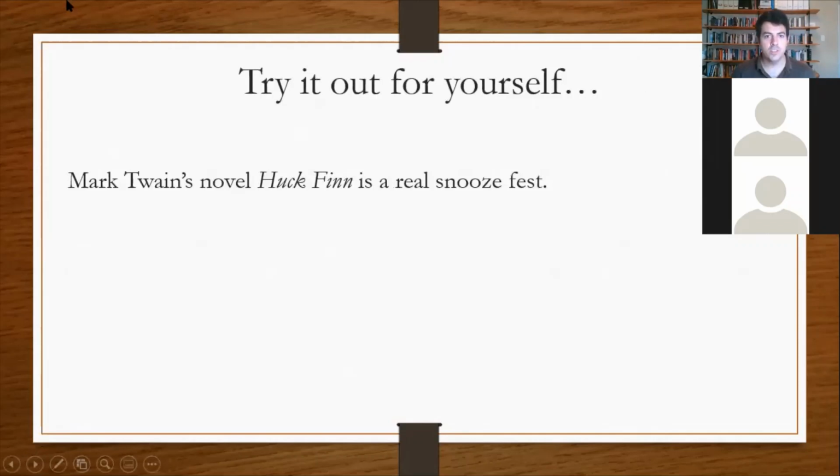Next one, Mark Twain's novel Huck Finn is a real snooze fest. Sorry to any Mark Twain fans, but it's true. It's the only book I've ever really disliked teaching. But is this correct, incorrect? Are there commas needed? If so, where?